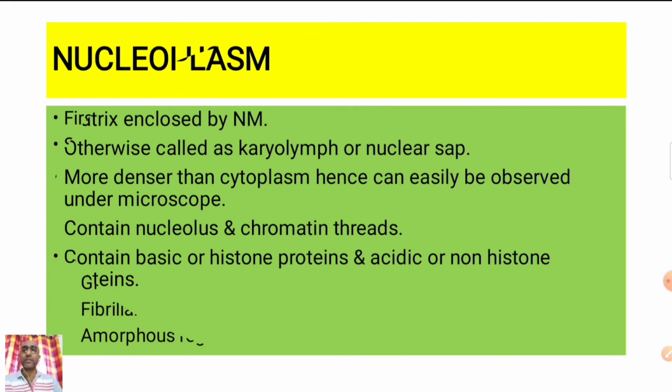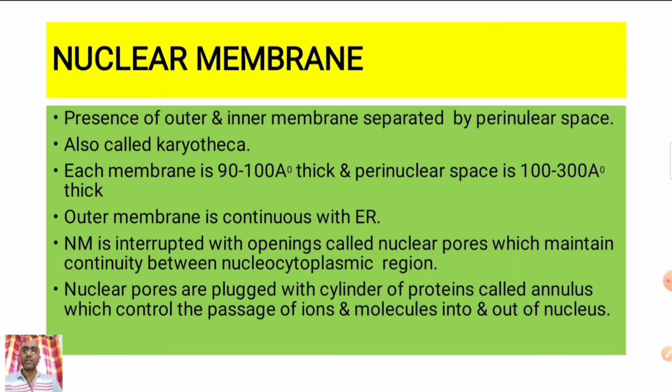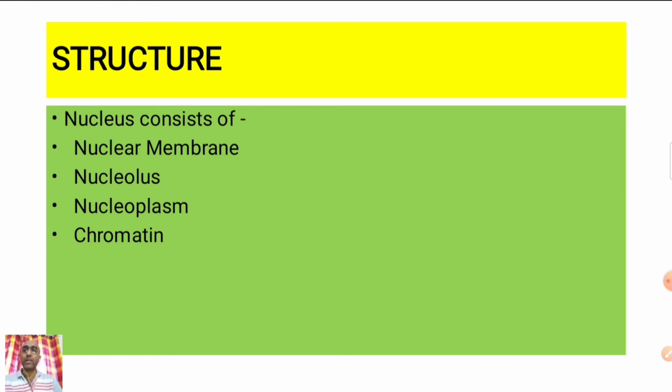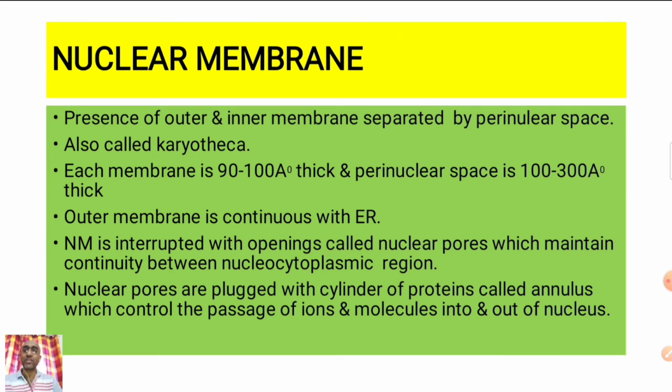So what we have studied till now, as far as the nucleus is concerned, it consists of nuclear membrane, nucleolus, nucleoplasm and chromatin threads. Nuclear membrane is the outermost layer that surrounds the nucleus, consisting of outer and inner membrane. It is otherwise known as karyotheca. In between them, there is the perinuclear space. The outer membrane is continuous with the endoplasmic reticulum. The inner membrane actually encloses the matrix of the nucleus, that is your nucleoplasm.